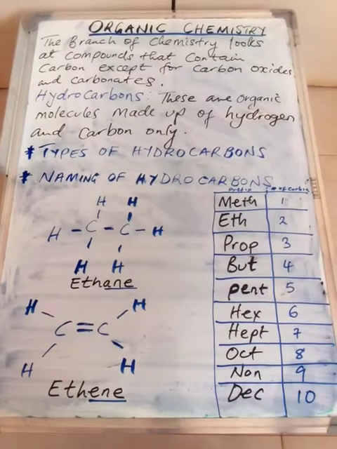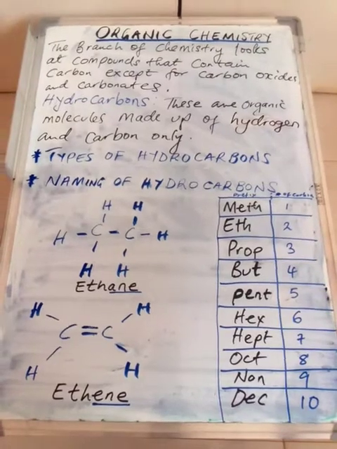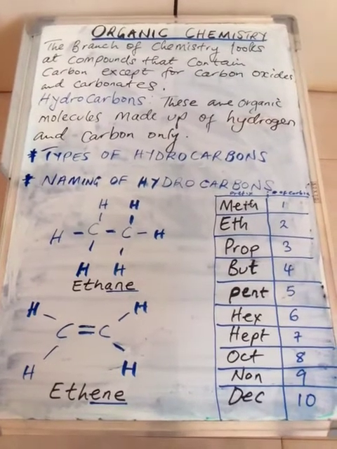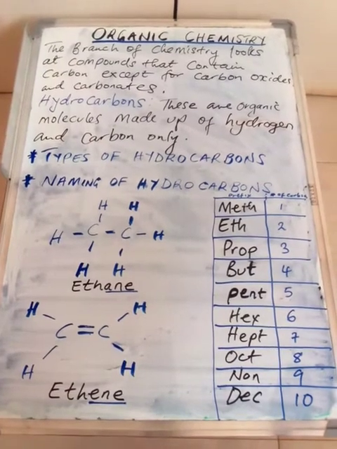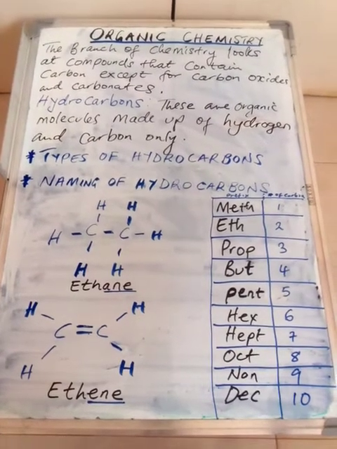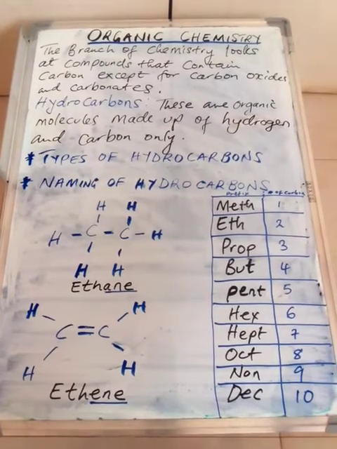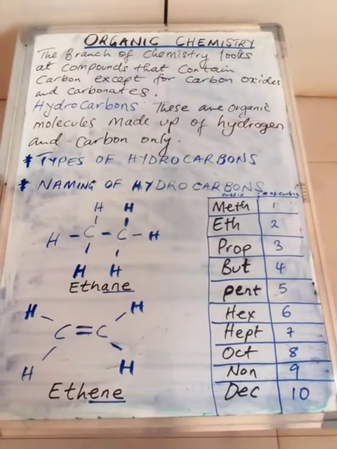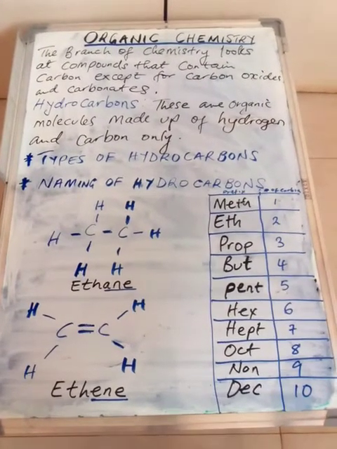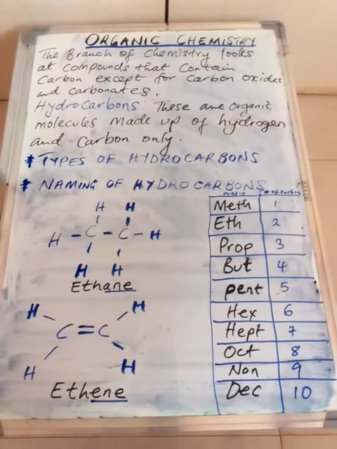Okay, so today we're going to briefly look at an introduction to organic chemistry. Organic chemistry is a branch of chemistry that looks at carbon, excluding the carbon oxides and the carbonates. And then under organic chemistry at school level, we look at the hydrocarbons. So these hydrocarbons by definition are simply defined as organic molecules that are made up of hydrogen and carbon only.